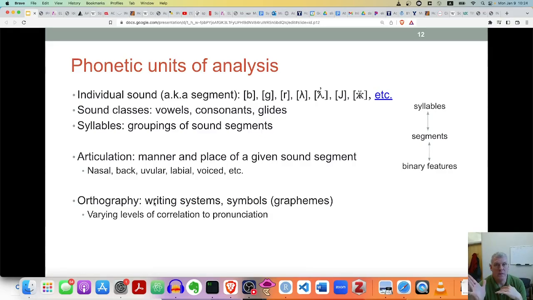And some languages, like Mandarin Chinese, have logographs, where a symbol represents a word or idea, or like hieroglyphs, which represent an idea and not sounds. So anyway, there are varying levels of correlation between pronunciation and writing.